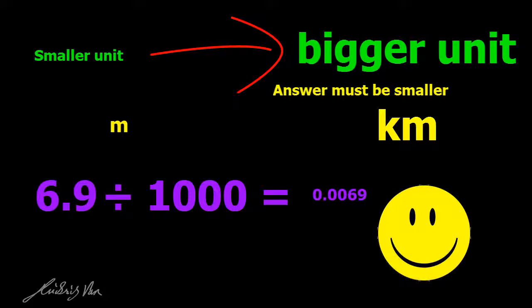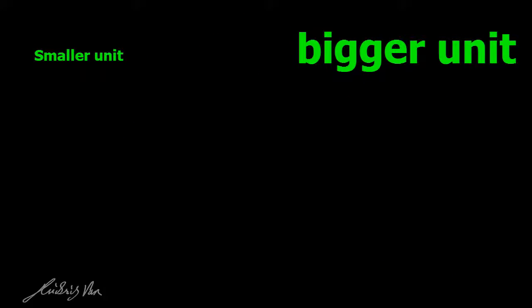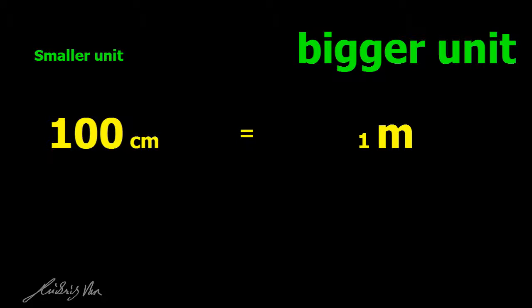Ta-da! If you cannot remember this rule, then just use a type of unit conversion which you know, such as 1 meter is equals to 100 cm. You are converting from a bigger unit to a smaller unit. Your answer in front of the prefix or the unit will be bigger. And the reverse is true. From a smaller unit to a bigger unit, your answer should be smaller. This is a very general rule and will apply in every situation.